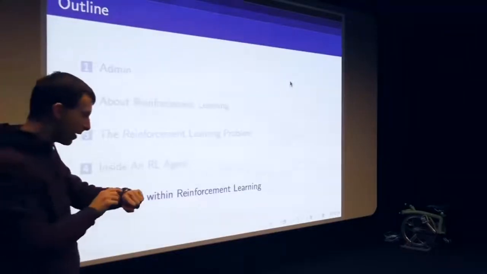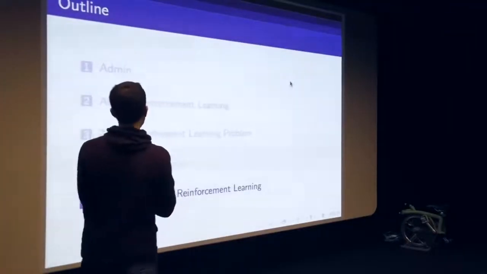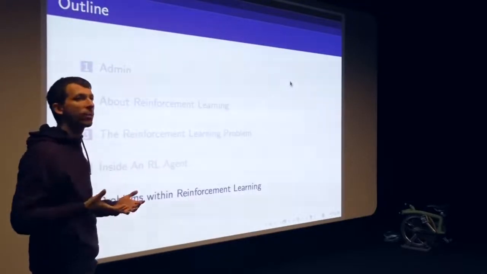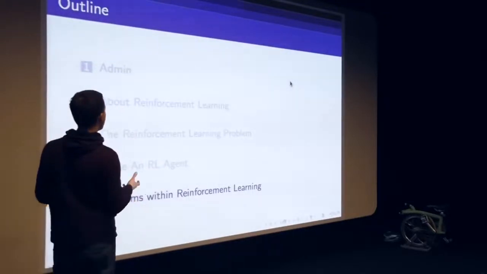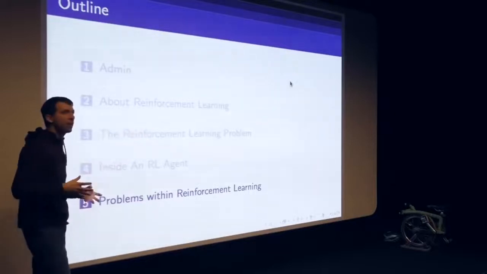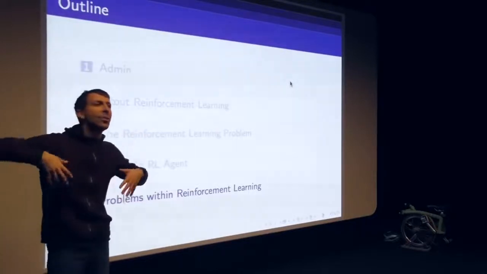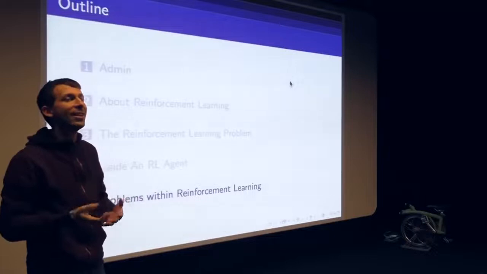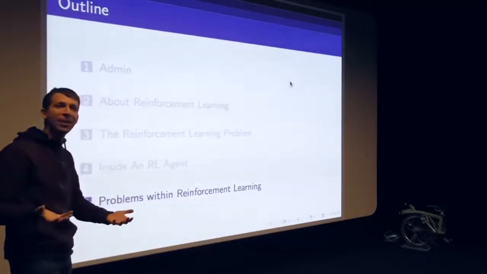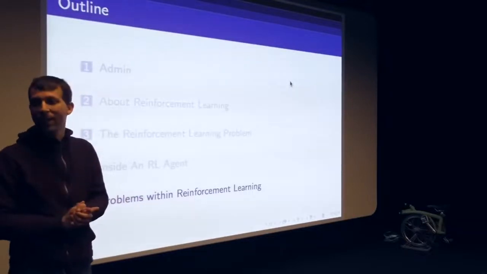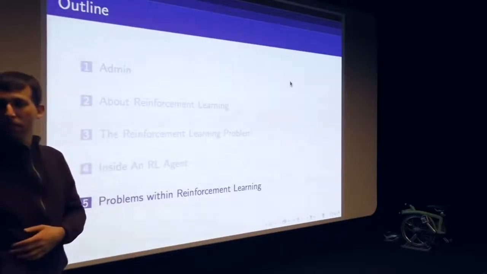So briefly, for the last 5 or 10 minutes, I just want to talk about some problems within reinforcement learning. We've talked about the reinforcement learning problem overall, but there are some key sub-problems. We're not going to talk about how to solve these, but my goal at this stage is just to name them, make you aware of their existence, and start you thinking about them.